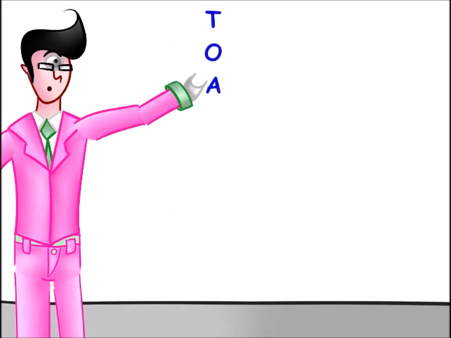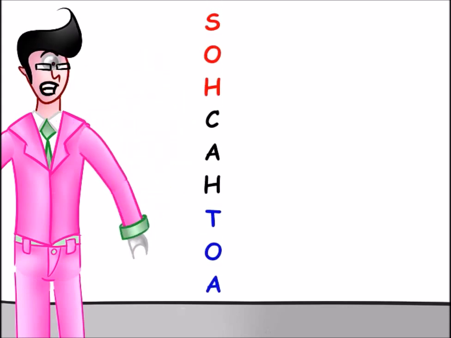Okay, SOHCAHTOA is the basis for trigonometry. It is what you use to find the measures of angles or measures of sides of right triangles. You use this when you are given one side and one angle and are looking for another side.